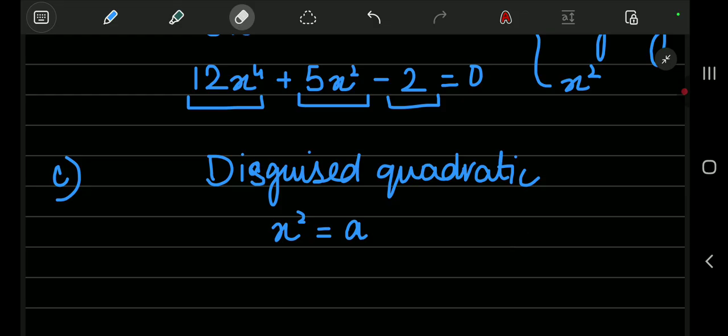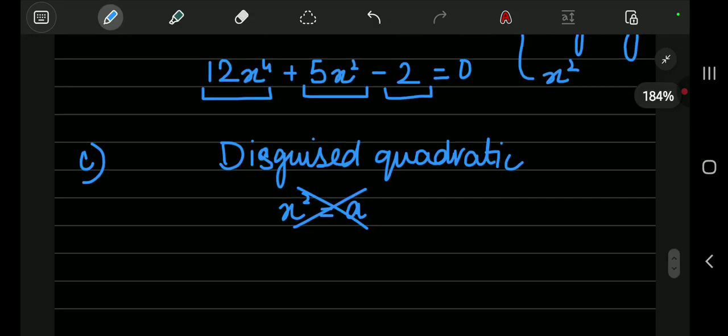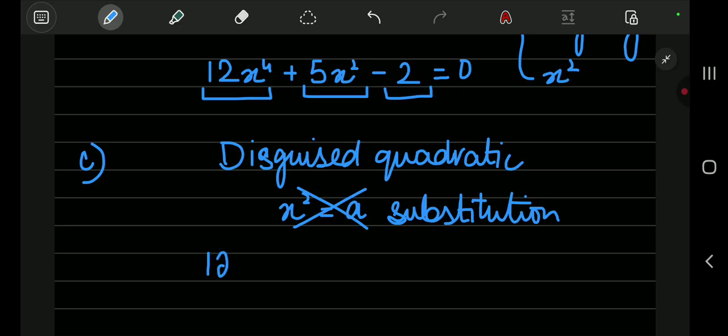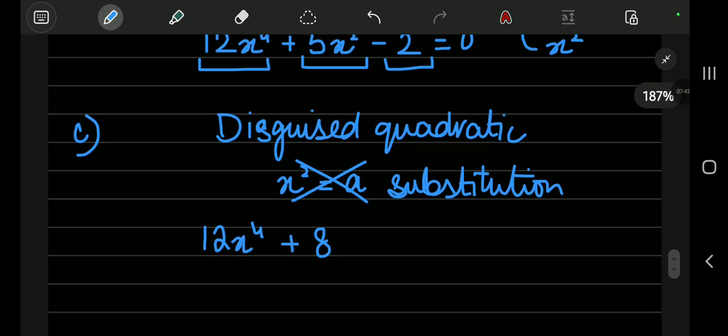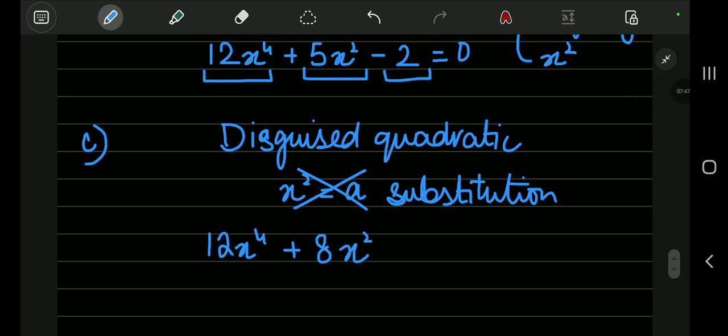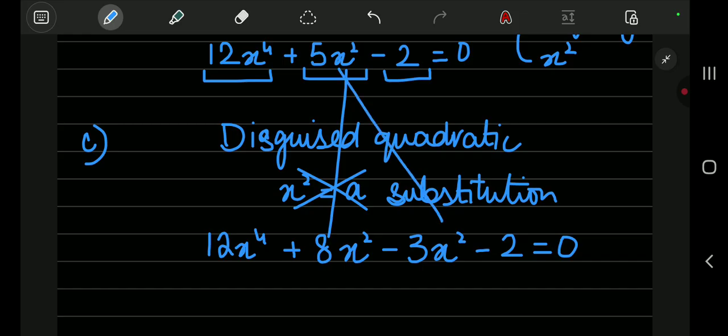So we will be having, I'm not doing it by putting x square equals a substitution. You can use that too, but I'm doing it directly. So it will become 12x to the power 4 plus 8x square minus 3x square minus 2 equals 0. We split this into two factors of 24.